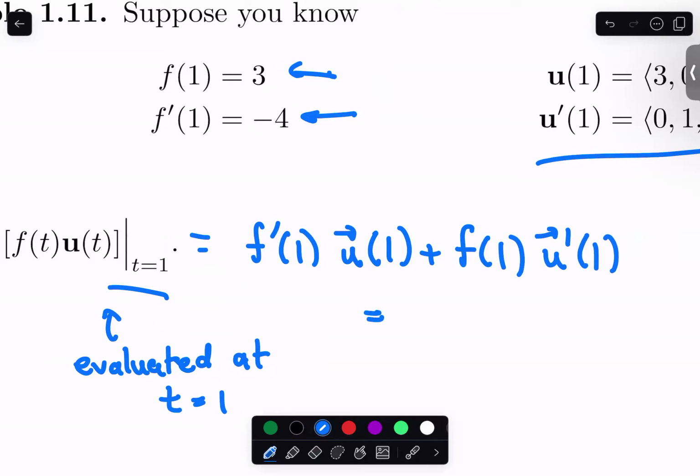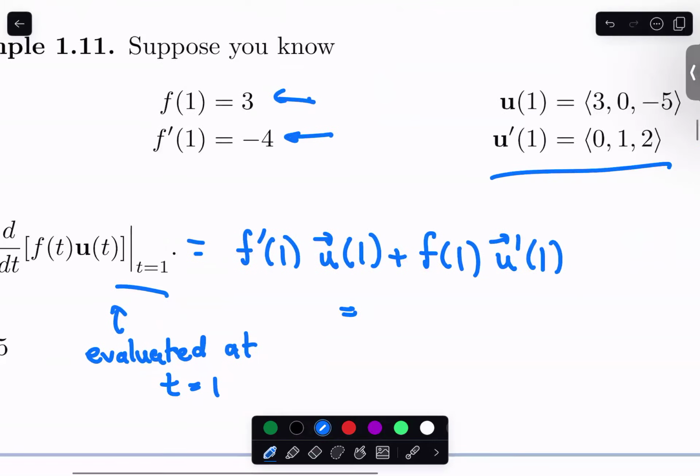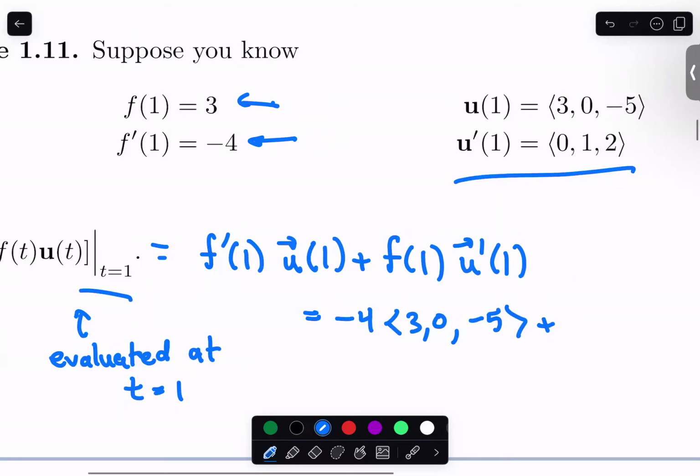So now we go and read our information from above. We have f prime of 1 is supposed to be -4. u of 1 is supposed to be 3, 0, -5. f of 1 is supposed to be 3. And u prime of 1, sorry, bad job reading, is 0, 1, 2.